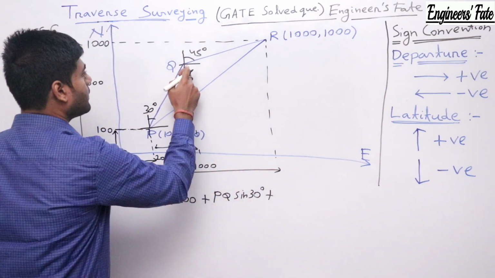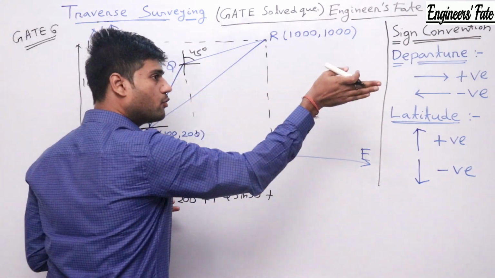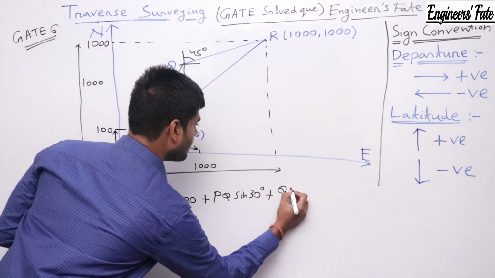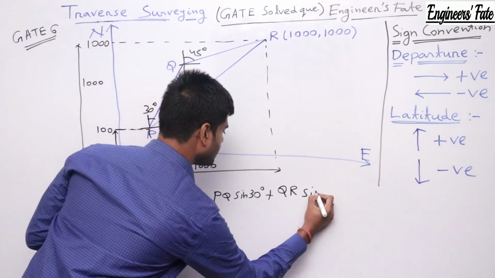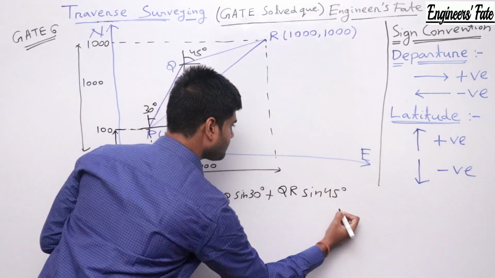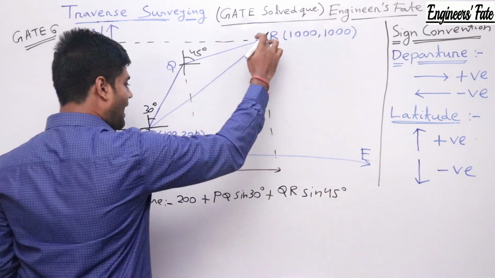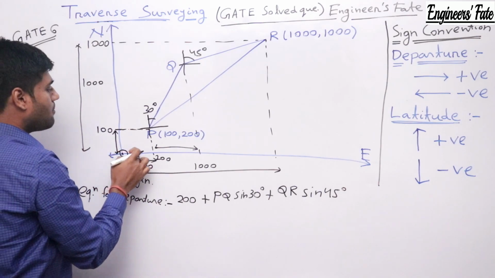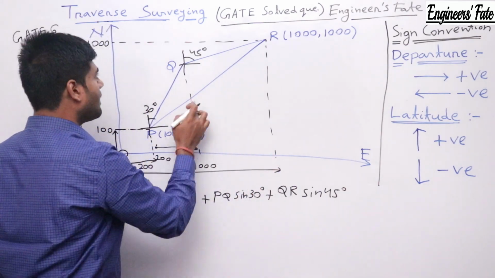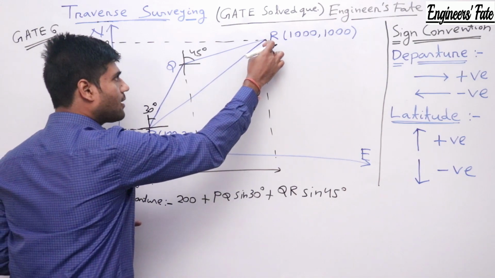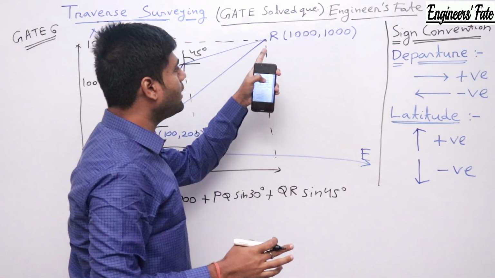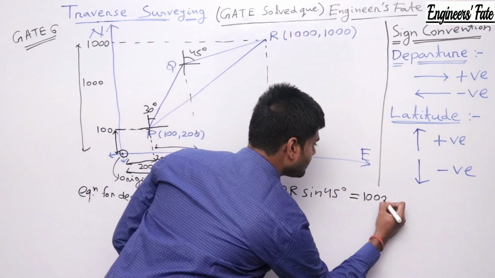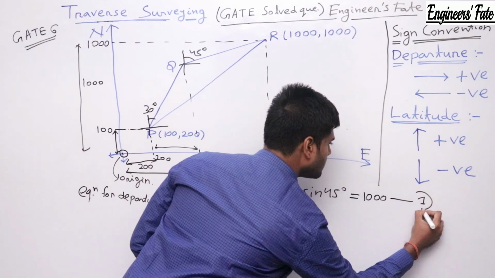Okay, so I have again moved towards east. Now I am at this point. Now I will again move towards east. So what will be the value of the departure? QR sine 45 degree. Now I have covered this much distance. Okay, I have started from here and I have moved towards east and I have reached at the point R. And what is the value of point R? That is given as 1000. So equal to 1000. This is our first equation.